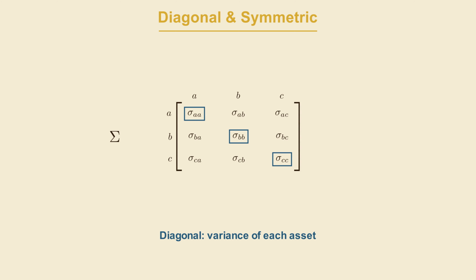Then the off-diagonal entries are going to be the covariances between the different pairs of stocks. So for example, if we wanted to figure out what the covariance is between asset A and asset B, we could look in the first row and the second column to find that covariance.